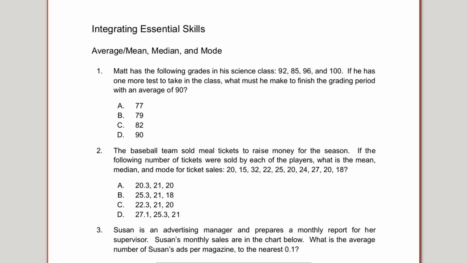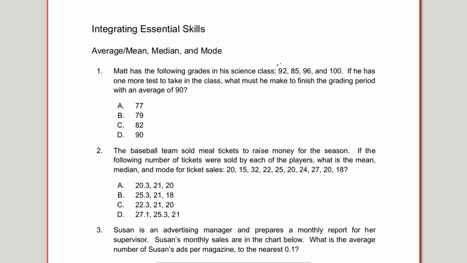We're going to start with number 1. Matt has the following grades in his science class of 92, 85, 96, and 100. If he has one more test to take in the class, what must he make to finish the grading period with an average of 90?